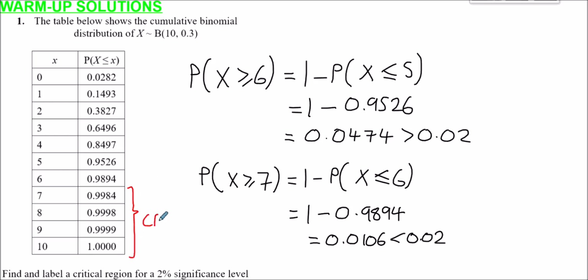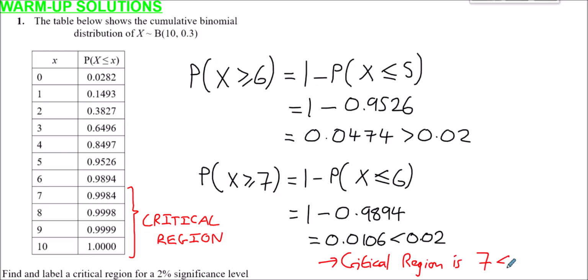So labelling the critical region, we have to do this to label it. And we can also state it as well. So we're going to write it down. The critical region is x being equal to or greater than 7, all the way up to the maximum it can be, which is 10, because there are only 10 trials.